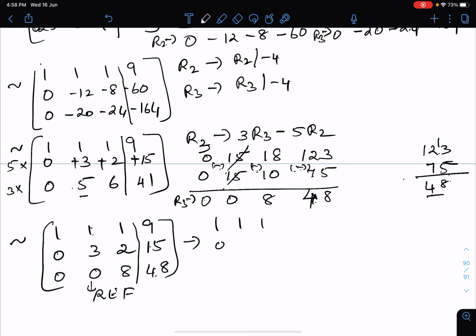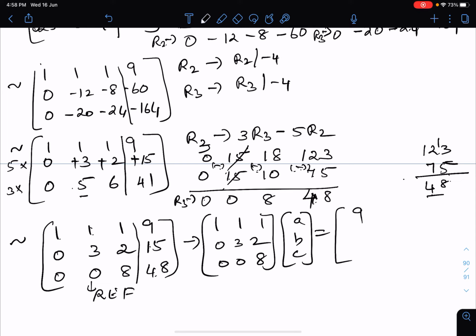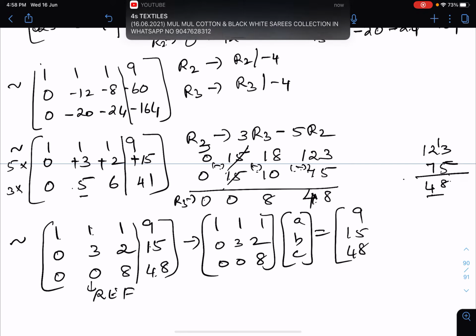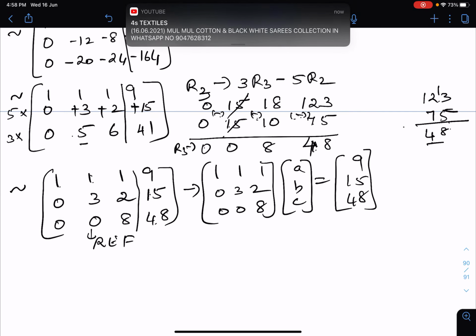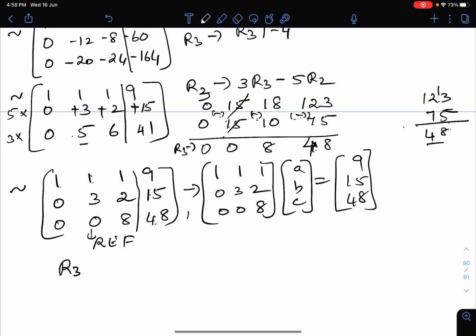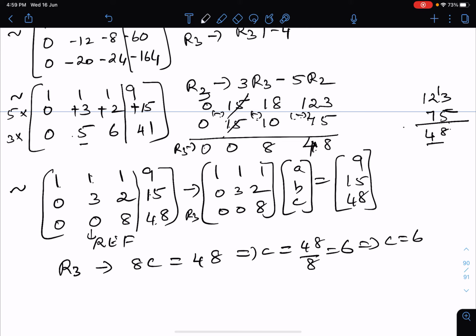AX equals B: the coefficient matrix 1, 1, 1; 0, 3, 2; 0, 0, 8, into our unknowns A, B and C, and our constants are 9, 15 and 48. Okay. Now by back substitution method, first you are going to do our row 3. So row 3, the first two elements are 0. So you get only 8C equal to 48, which implies C equal to 48 by 8, that is equal to 6. So our C value is 6.